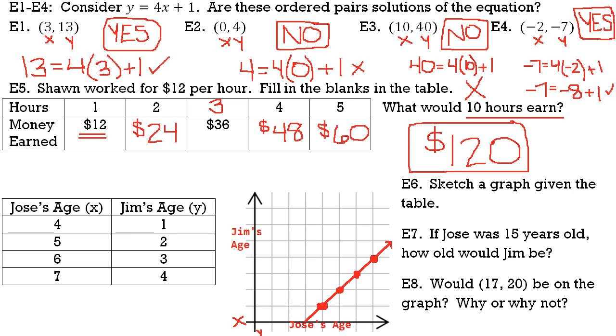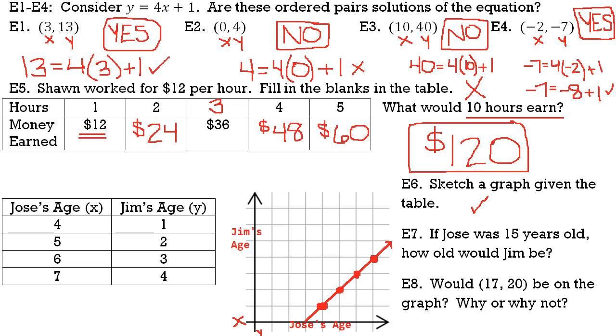Obviously, I only gave you one quadrant because when Jose was 2, for example, Jim hadn't been born yet, and so we can't really compare the two numbers. All right, that took care of example 6. Sketch a graph. Check. If Jose was 15 years old, how old would Jim be?